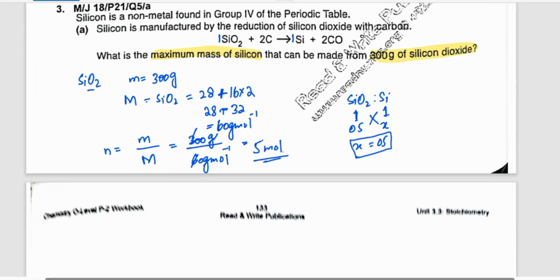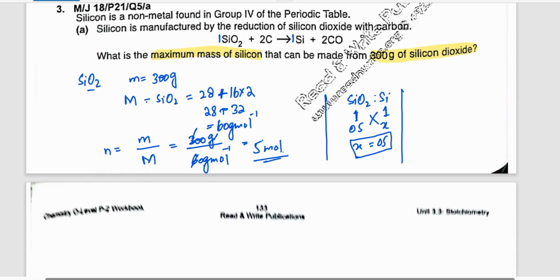So what do we have to find? The mass of silicon. To find the mass of silicon, what did we find first? We calculated the number of moles from here. Then we compared the number of moles with the balanced chemical equation, and the second number of moles which were given. Then we have calculated the number of moles of silicon.